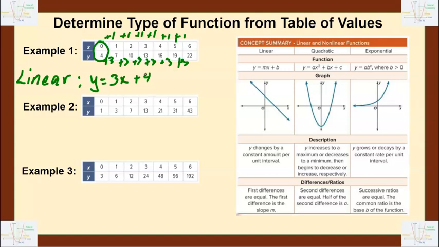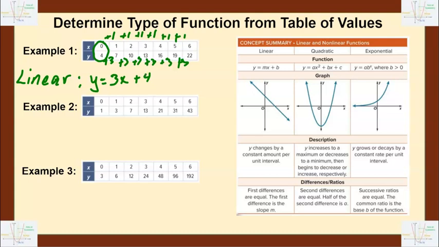So if I put a 0 in for x, 3 times 0 is 0, 0 plus 4 is 4, and I have a coordinate of (0, 4). If x is 1, 3 times 1 is 3, plus 4 is 7, I have a (1, 7) there.